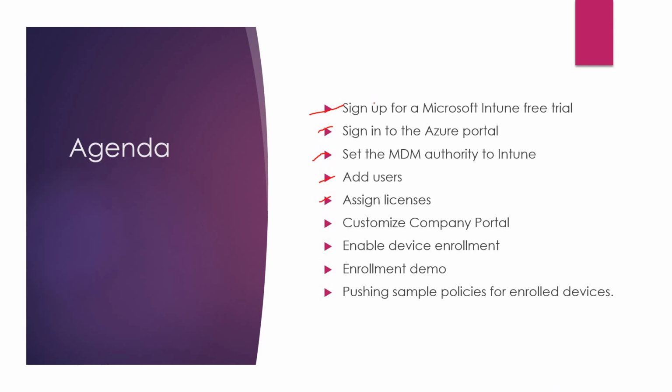Then we will see what exactly company portal branding is and how we can customize the company portal so that whenever a user logs in, he's able to see a specific name of an organization or a specific logo which the Intune admin might configure as per his organization. Once that is done, then we will enable the device enrollment.